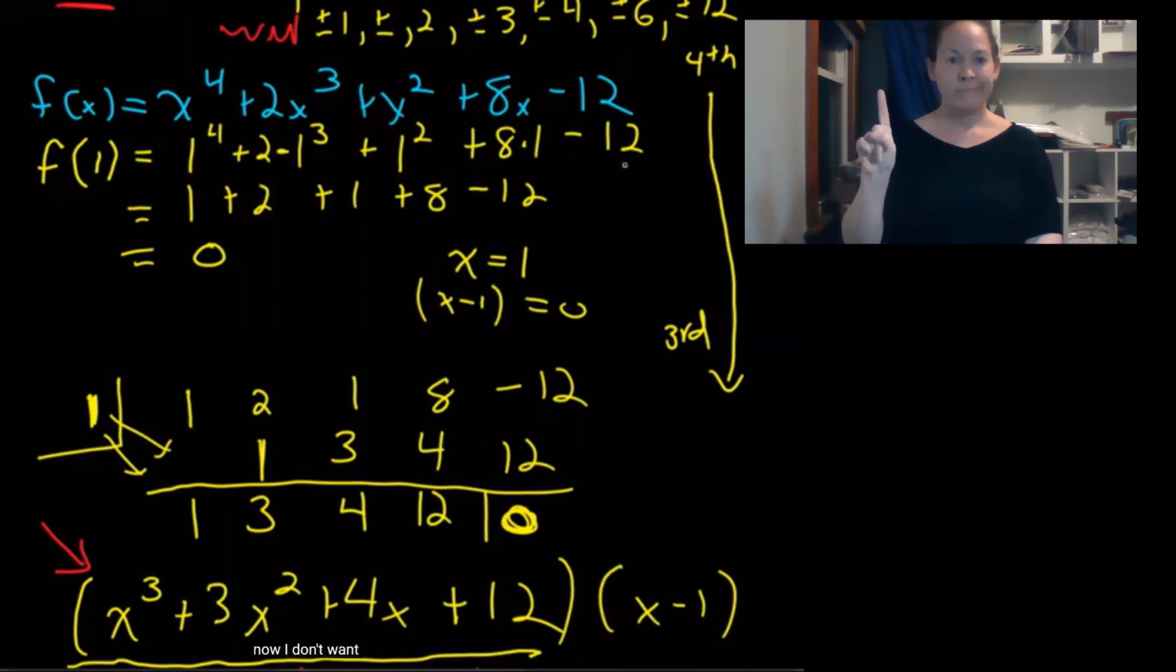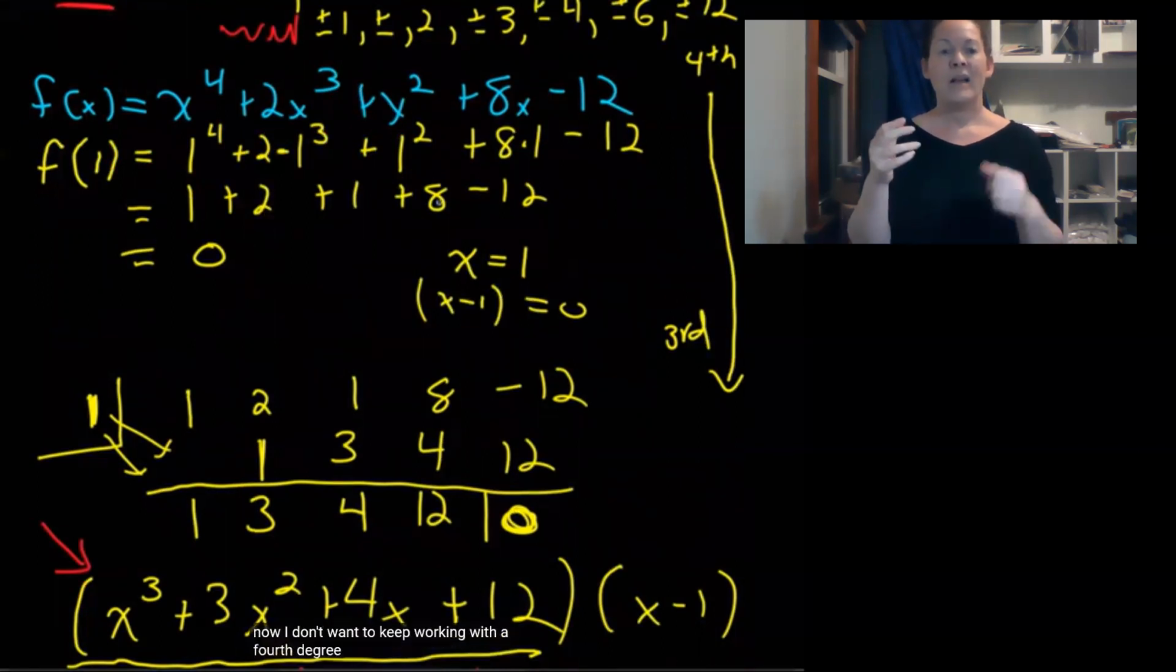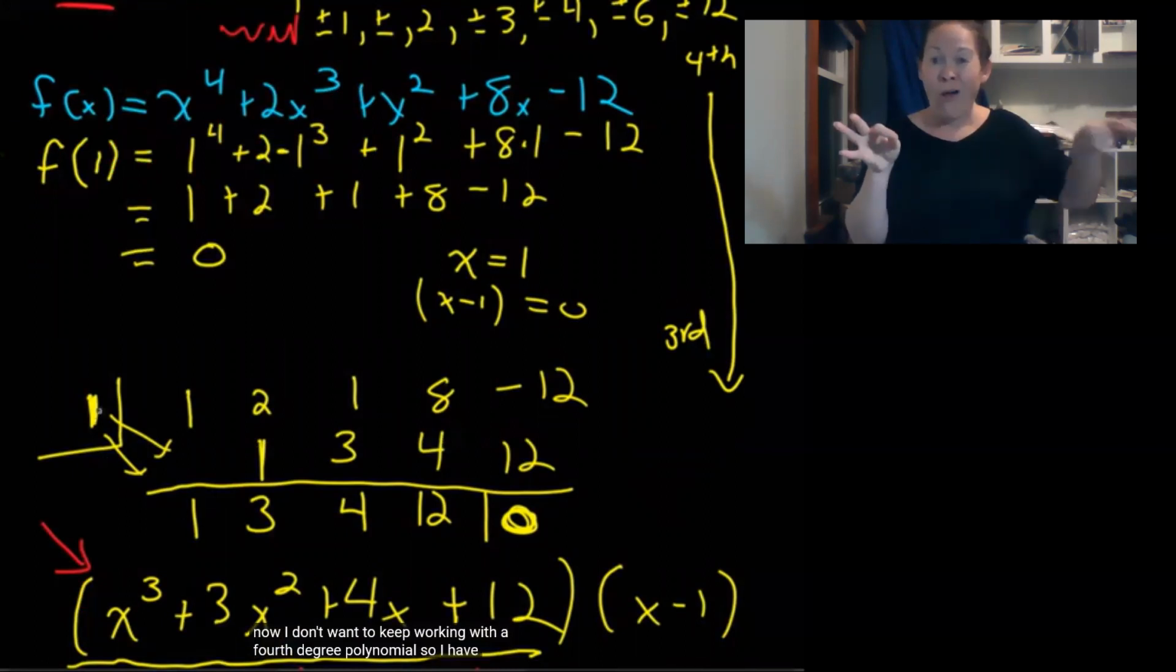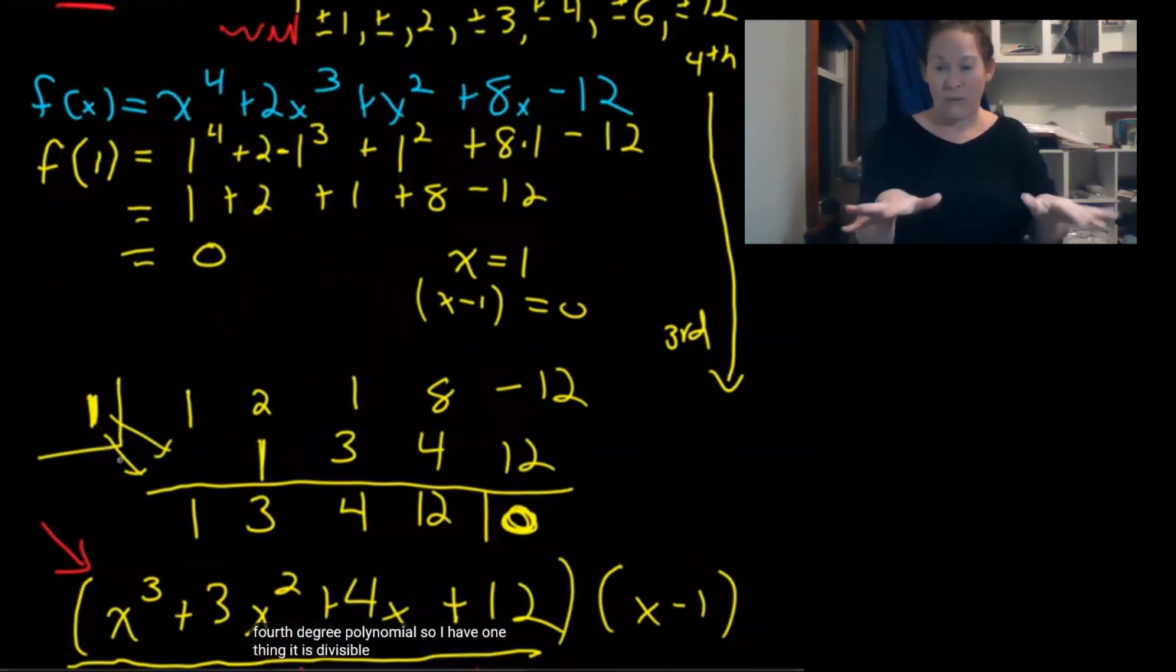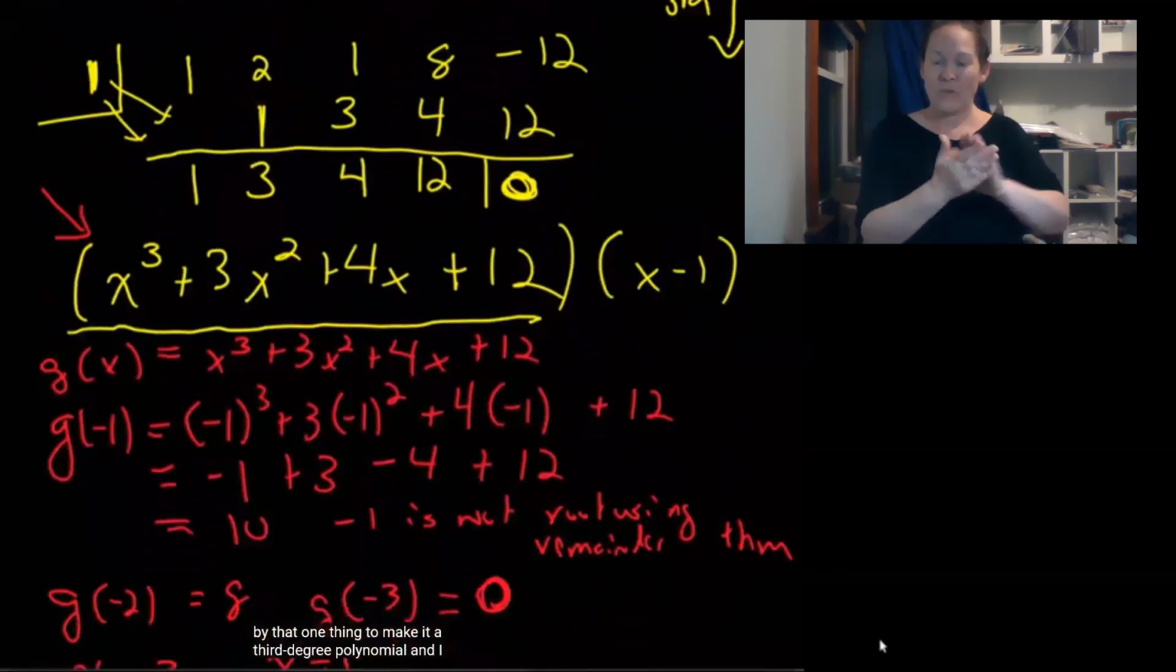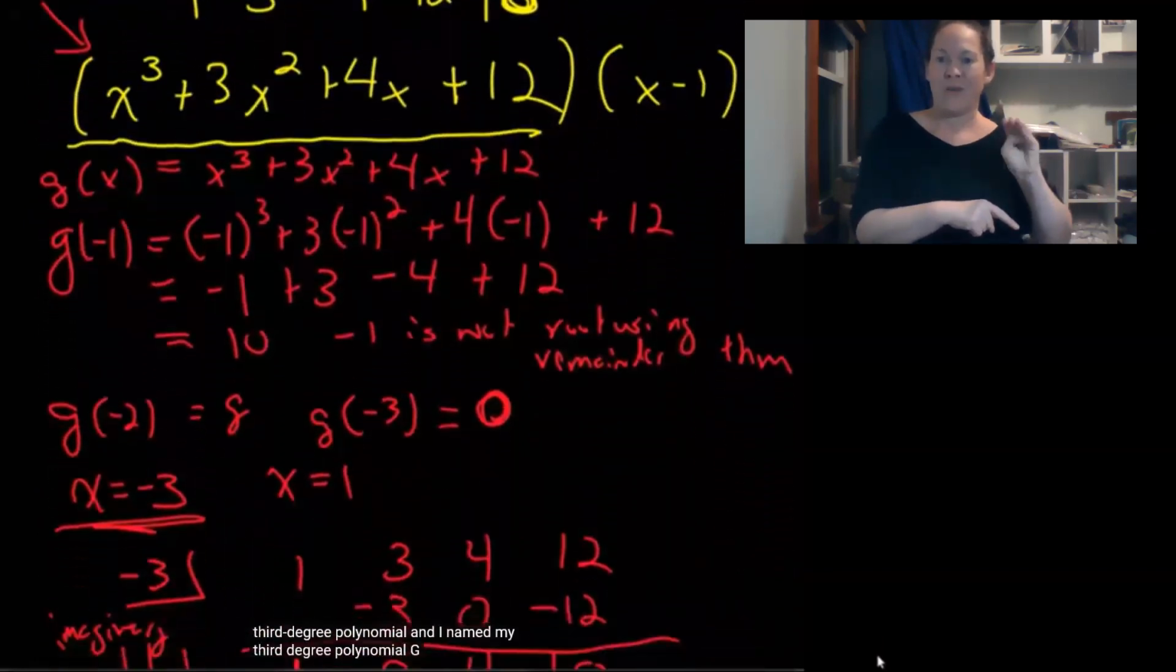Now, I don't want to keep working with a 4th degree polynomial. So I have one thing it is divisible by, and I divide it by that one thing to make it a third degree polynomial. And I named my third degree polynomial g of x.